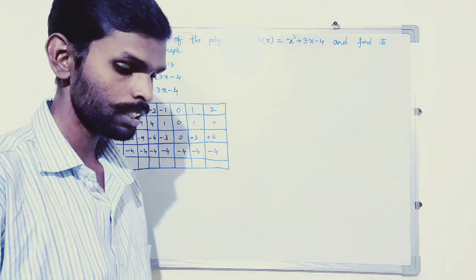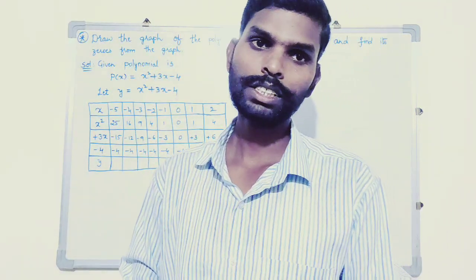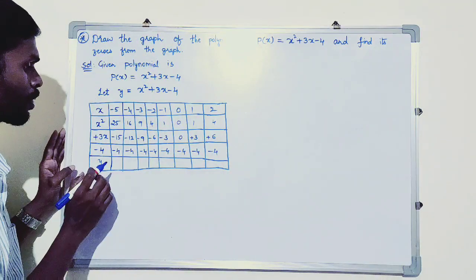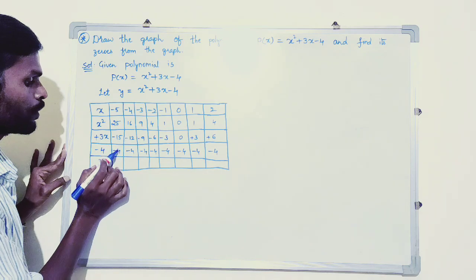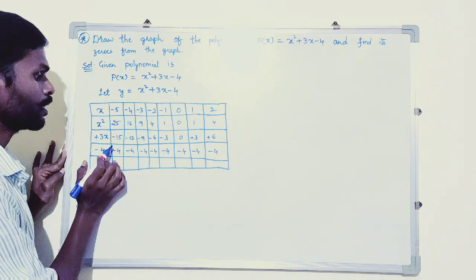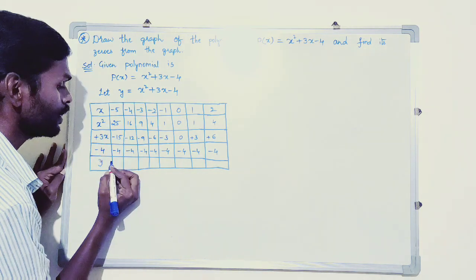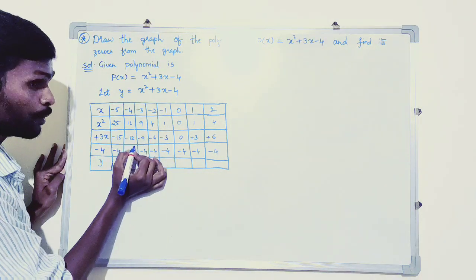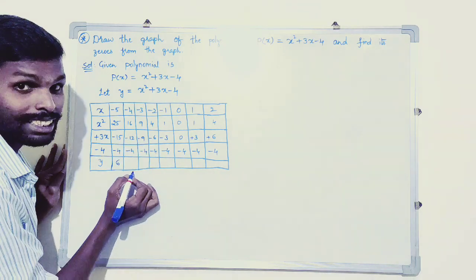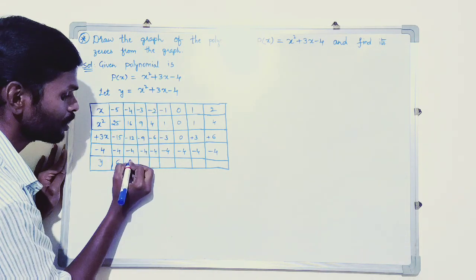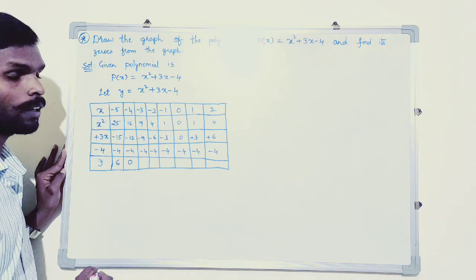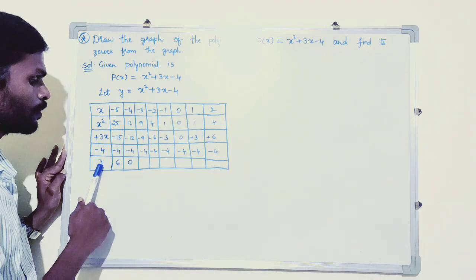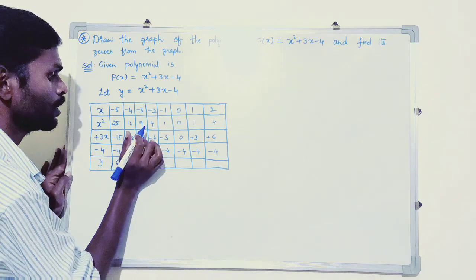What is the process of addition? First add the same symbols and subtract the different symbol from the addition. Now see here. Minus 15 minus 4, minus 19. Plus 25 minus 19, it is plus 6. Minus 12 minus 4, minus 16. Minus 16 plus 16, 0. As I already discussed, at minus 4 the value of y should be 0. It's satisfied.